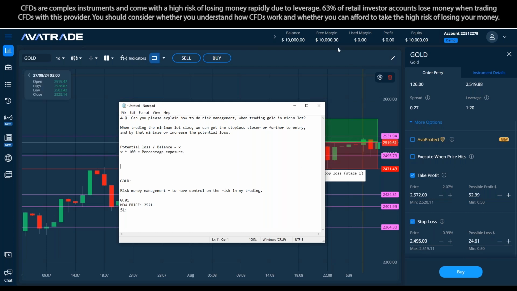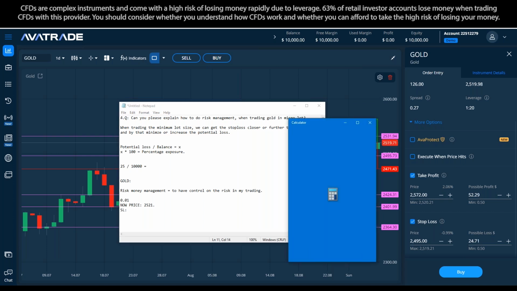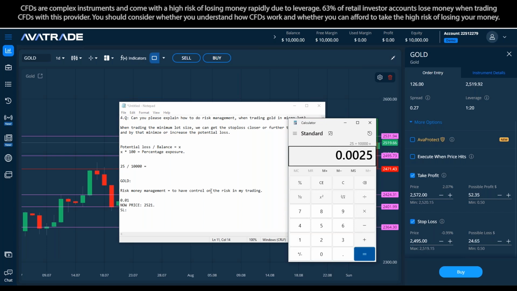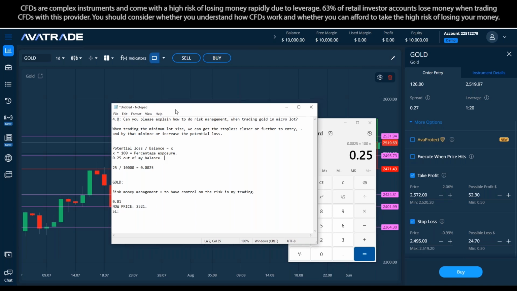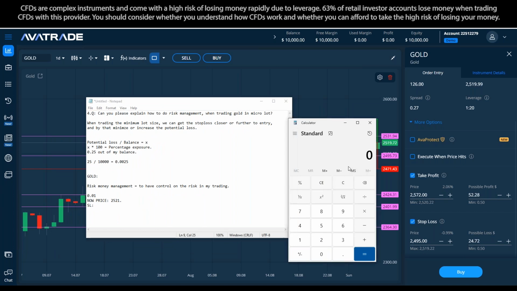Meaning, if I'm going to go 24 out of 10,000 that I have, so let's make it 25 divided by 10,000. How much is that? Who knows? Let's try that together. 25 divided by 10,000 is 0.00025. So if I multiply that by 100, it's 0.25%. It's 0.25% out of my balance, right? So this is how I can customize and determine my exposure, and according to that I can move the stop loss up and down, and by that help determine what can be the possible loss.